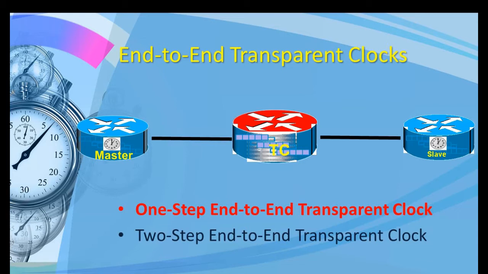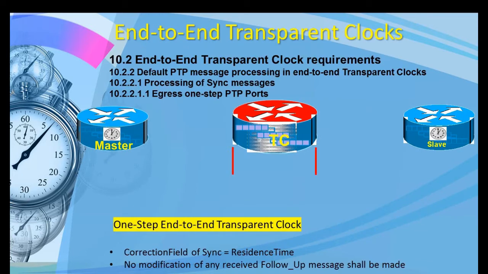Regarding the end-to-end transparent clock, there are 2 types. The first one is called one-step end-to-end transparent clock. Another one is called two-step end-to-end transparent clock. Now we can start from the one-step end-to-end transparent clock. There is a master, there is a slave, and in the middle is the transparent clock.